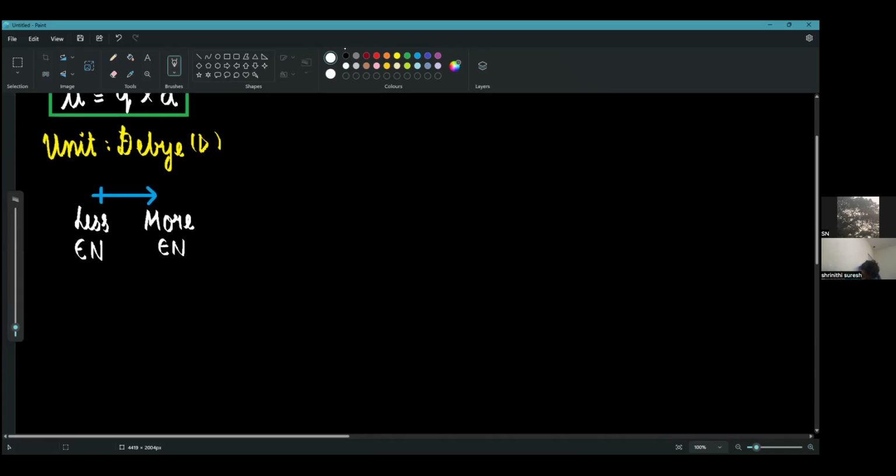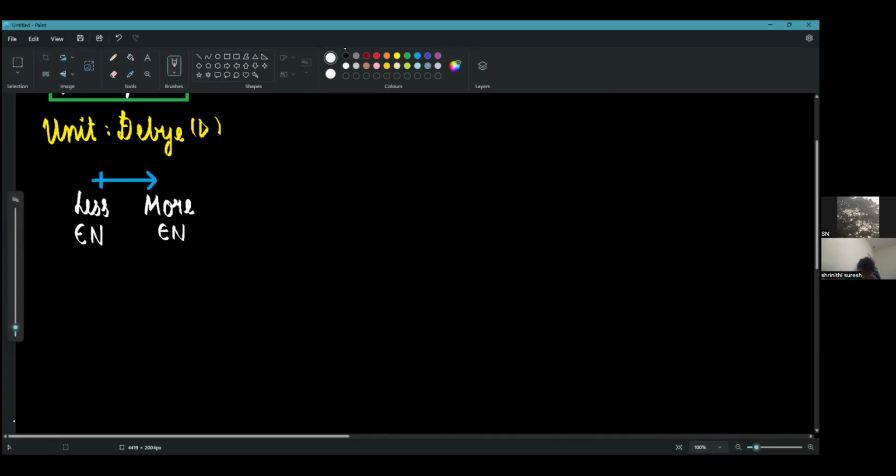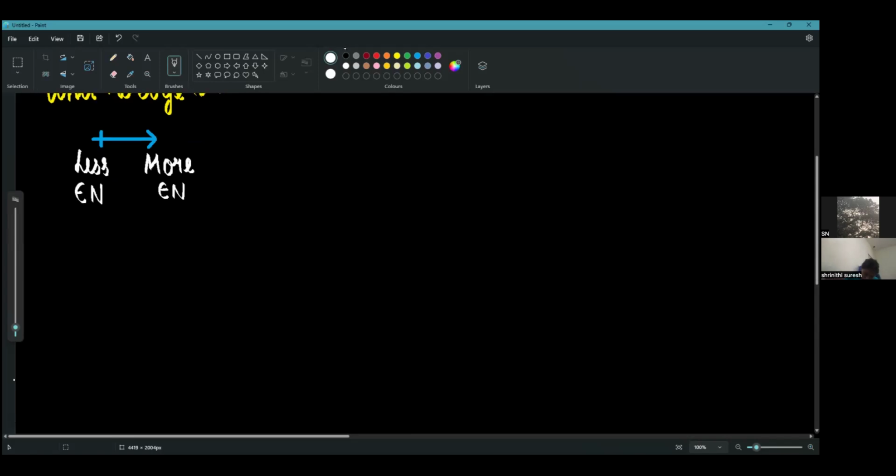Now, if you have multiple bond moments, how do you find the resultant bond moment? Remember this, the dipole moment of one particular bond is called a bond moment, and the overall net of the bond moments of all the bonds in a particular compound is called the dipole moment. If you have multiple dipole moments, you will find the resultant by using this formula, which is mu net, that is the resultant net dipole moment.